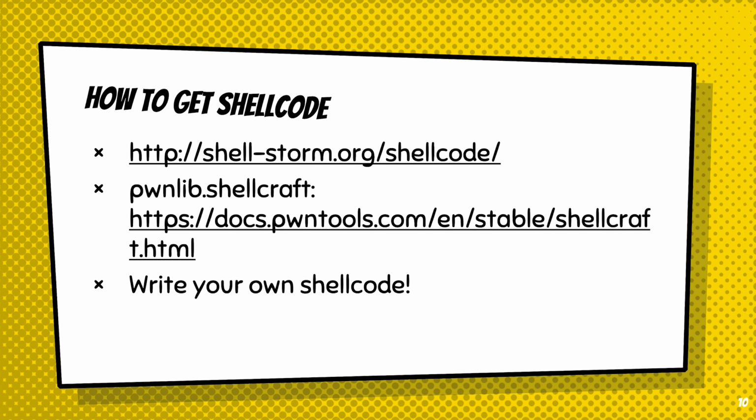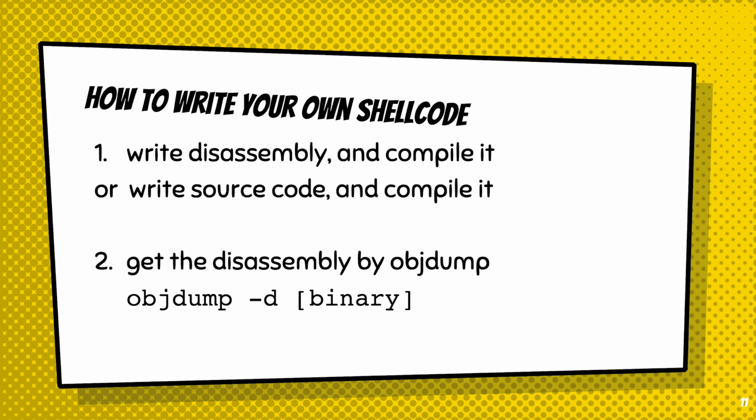So there are many ways to get shellcode. As I mentioned, you can copy-paste shellcode from an online shellcode database or from Pwntools' shellcraft package. You can also just write your own shellcode. There are two ways to write your own shellcode. One is to write disassembly, and the other is to write C-like code.